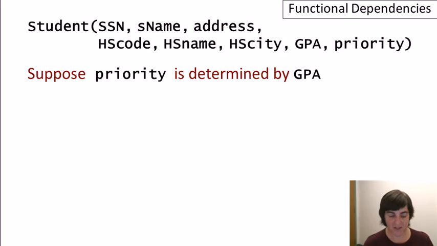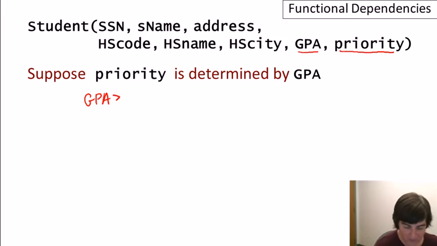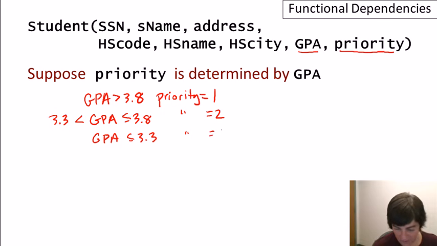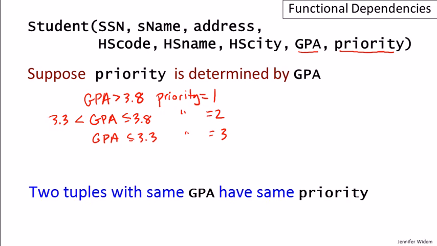To motivate functional dependencies, let's focus on the student relation and specifically on the GPA and priority attributes. Let's suppose that a student's priority is determined by their GPA. For example, we might have a rule that says if GPA is greater than 3.8, then priority is 1. If the GPA is in between 3.3 and 3.8, then we'll set priority to be equal to 2. And if the GPA is less than 3.3, then the priority value is 3. So if this relationship is guaranteed in our data, then what we can say is that any two tuples that have the same GPA are guaranteed to have the same priority.